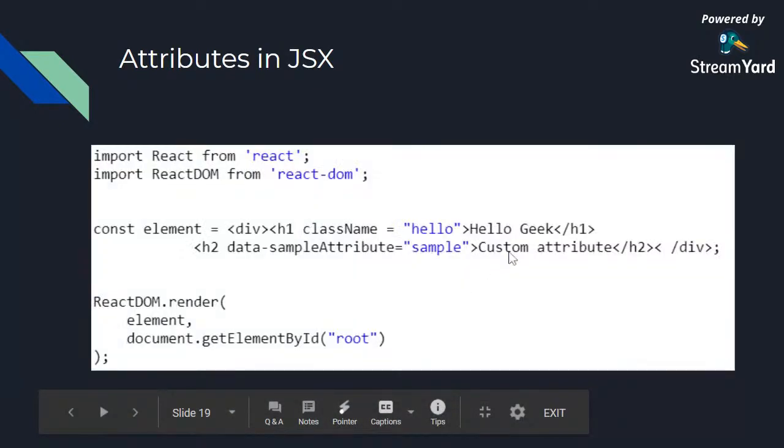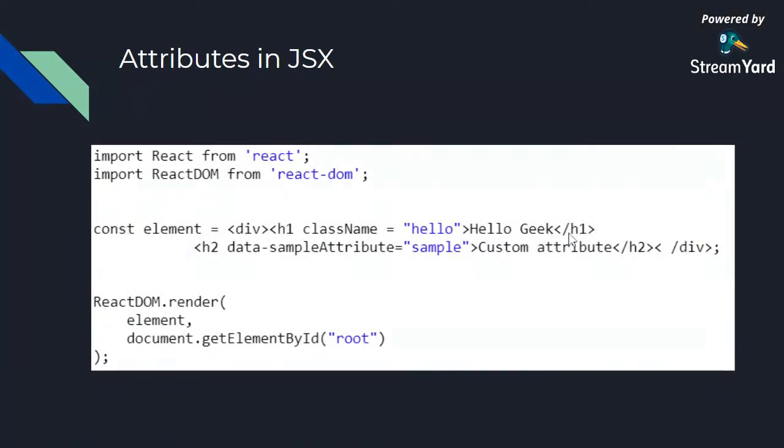For example, as you can see here, I have added the constant element. This is an H1 tag and this is an H2 tag. But here you can see we have used className equals hello. Instead of using class, we are using className, because in JSX, to give a class to an element, we have to use this particular keyword, not the class keyword as we use in HTML. And in H2, we are using the data-sample-attribute.